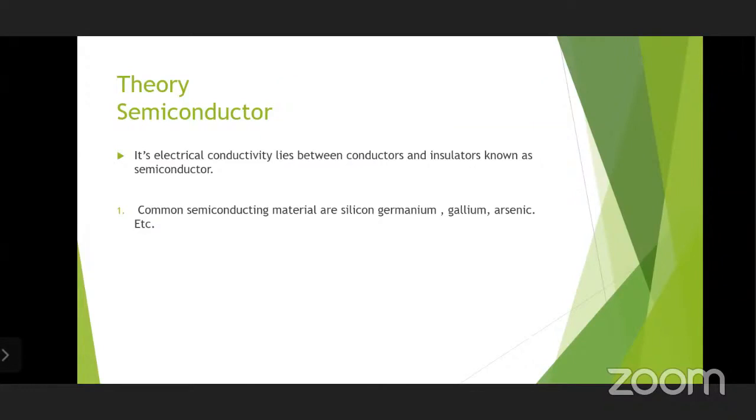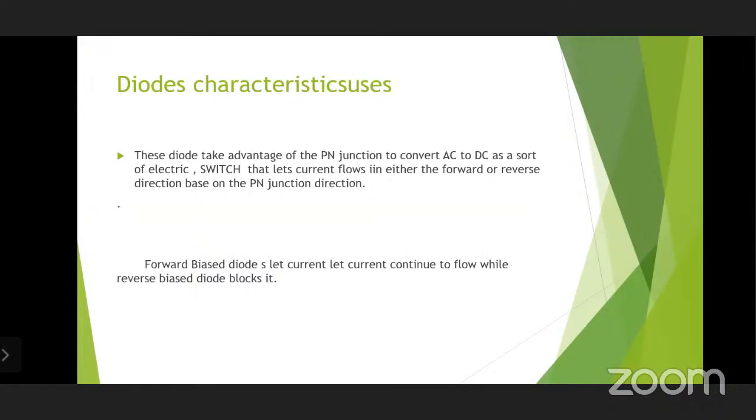The common semiconductor materials are silicon, germanium, gallium, arsenic. Silicon and germanium are pure semiconductors which do not contain any impurities. Next, diode characteristic. This diode takes advantage of p-n junction to convert AC to DC as a source of electricity, and acts as a switch that lets current flow in either the forward or reverse direction.